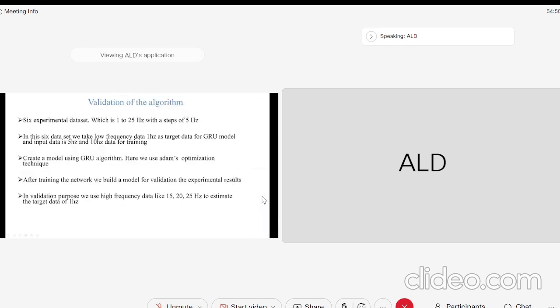So now, validation of our algorithm. Here we can see 6 experimental data sets, as I told you before, from 1 Hz to 25 Hz with a step of 5 Hz. We model 1 Hz as the target data for low frequency modeling, and the input data is 5 and 10 Hz for training. Based on this we create the GRU model using the Adam optimization technique. For validation we use high frequency data like 15, 20 and 25 Hz, and we estimated the target 1 Hz data.